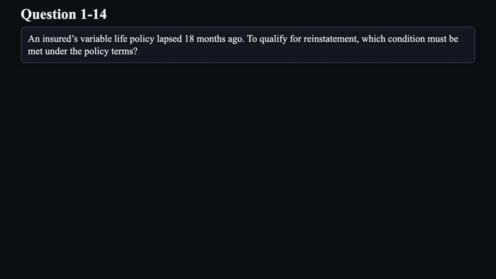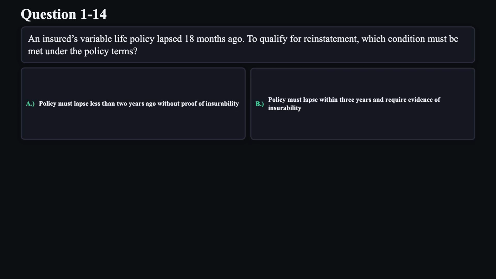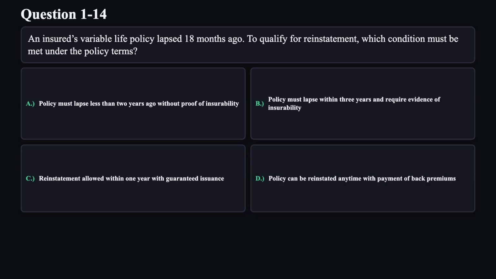Question 14. An insured's variable life policy lapsed 18 months ago. To qualify for reinstatement, which condition must be met under the policy terms? A. Policy must lapse less than 2 years ago without proof of insurability. B. Policy must lapse within 3 years and require evidence of insurability. C. Reinstatement allowed within 1 year with guaranteed issuance. D. Policy can be reinstated any time with payment of back premiums.